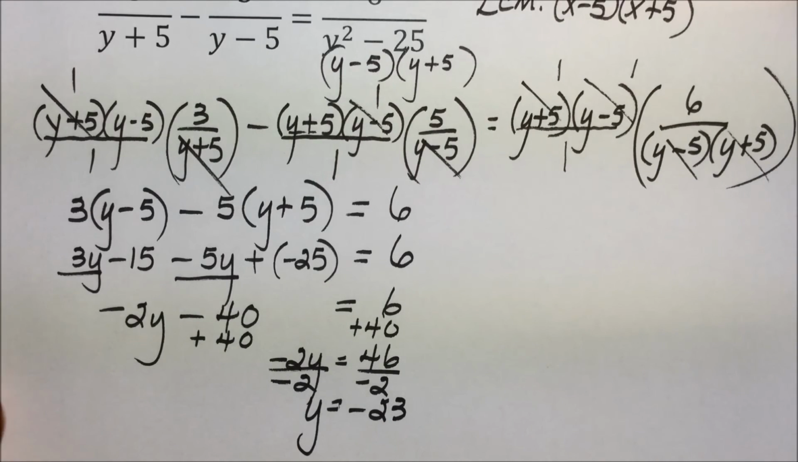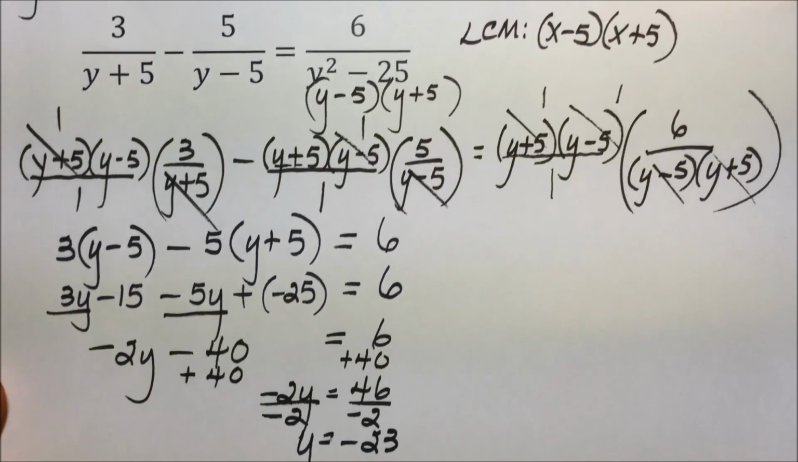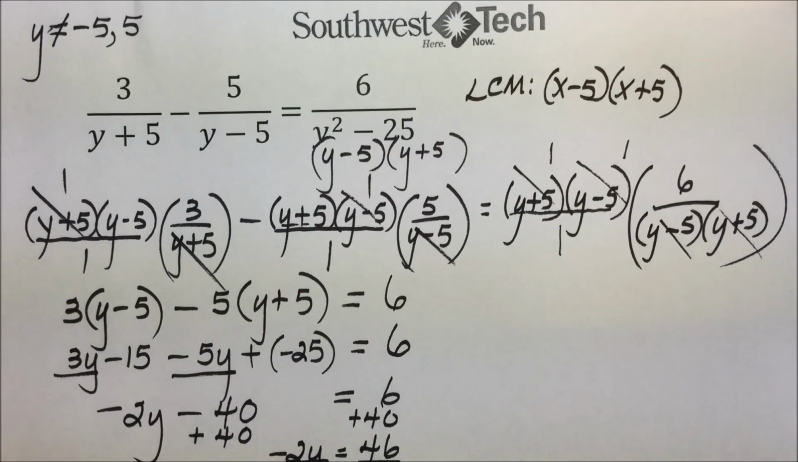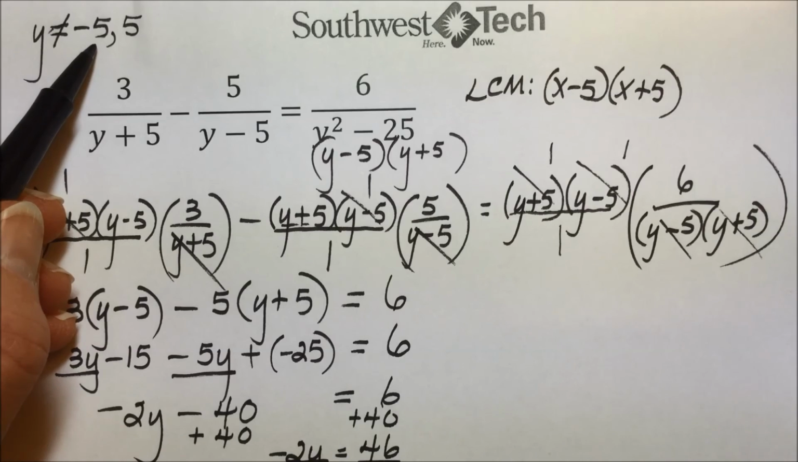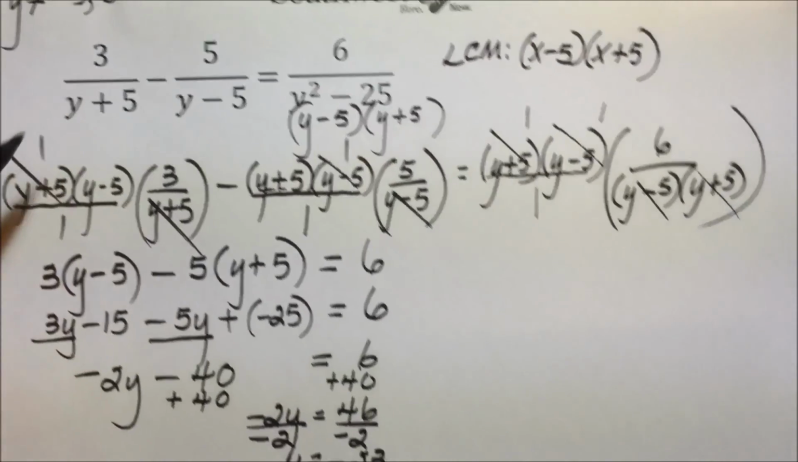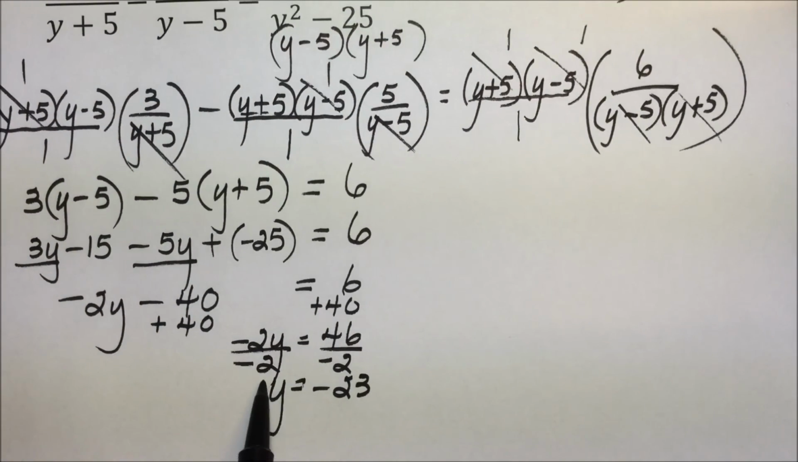Is that an okay value? Well, we'd have to plug it in to check, but before we do that, is it part of our restricted domain? Y can't be a positive or negative 5. We're good on that count, and other than some arithmetic error which would be caught by checking, it appears that y equals negative 23 is a solution.